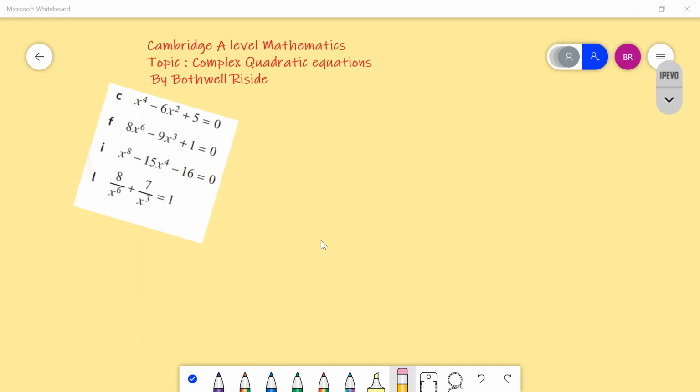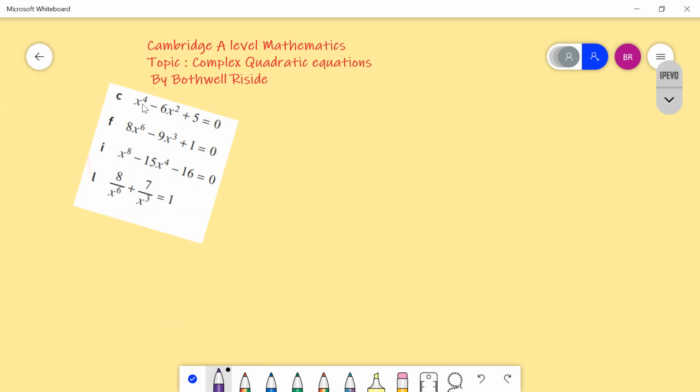So here I have a topic that is called complex quadratic equations, and it is under the syllabus topic 1.1 in our A-level Cambridge syllabus on quadratics. In this case, we are going to solve the complex quadratic equations, as you can see over here. So let's say you're given number C over there, and I'm going to demonstrate how it is worked out.